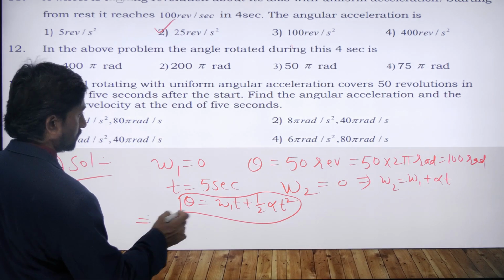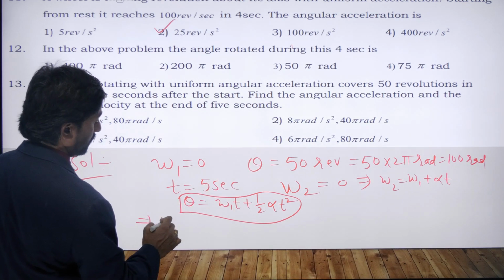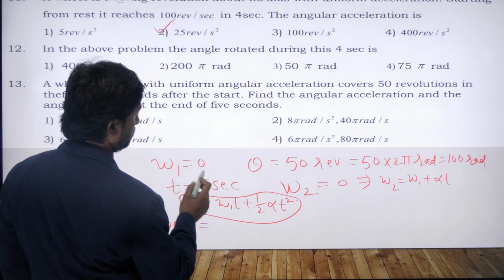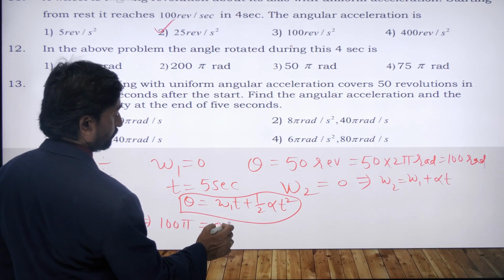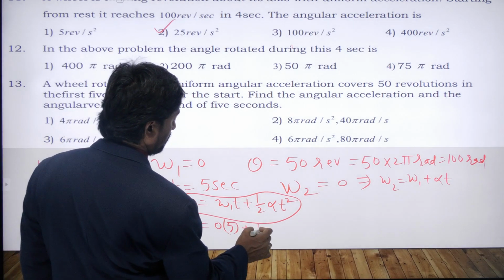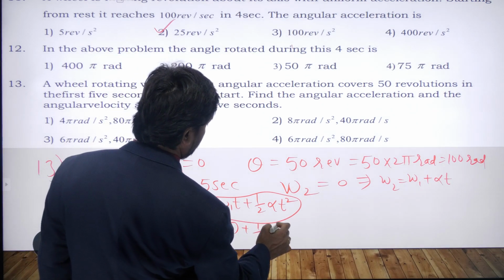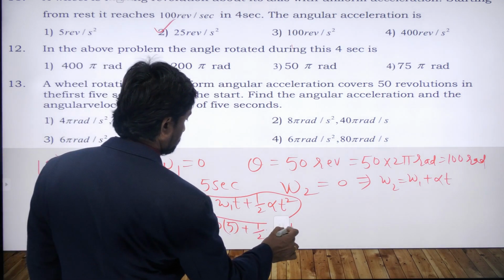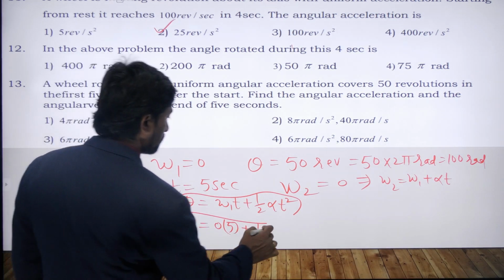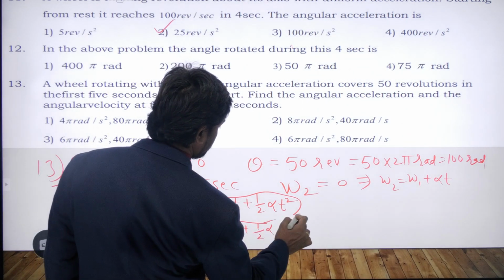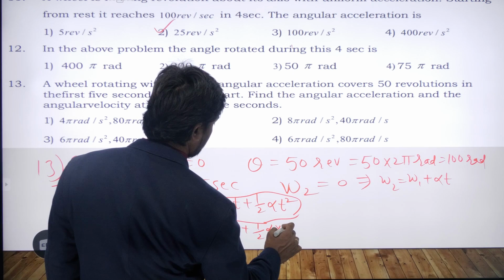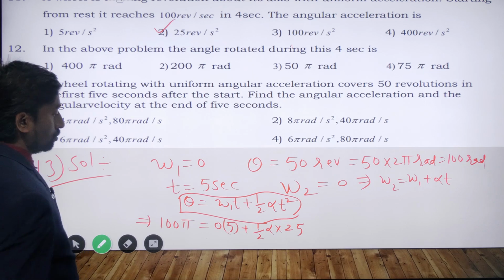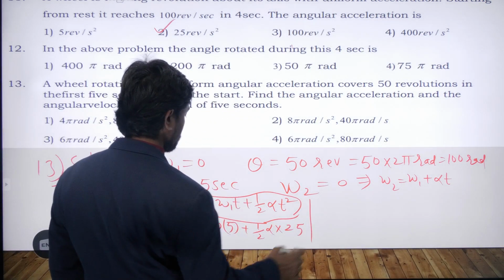In the first 5 seconds, the angular displacement is 100 pi radians. So 100 pi is equal to 0 into 5, that is 0, plus half into alpha t square. Alpha only we should find out now. What is the t square value? 5 whole square means 25. So this will be 2 into 100 pi, 200 pi.